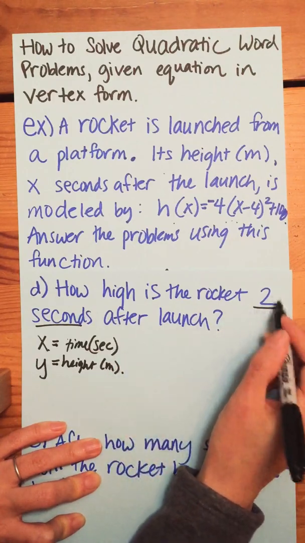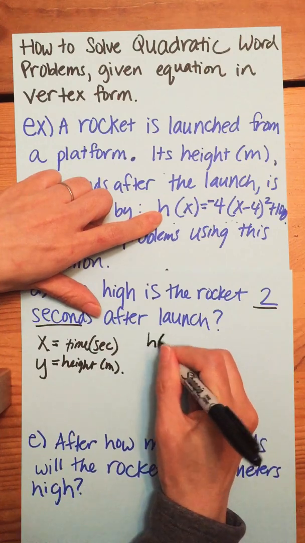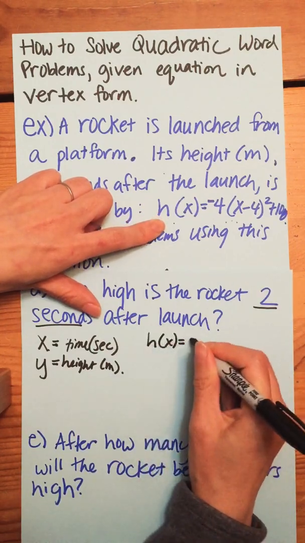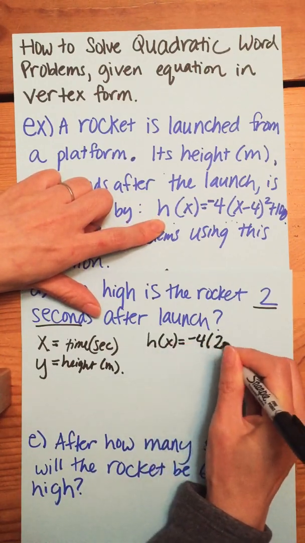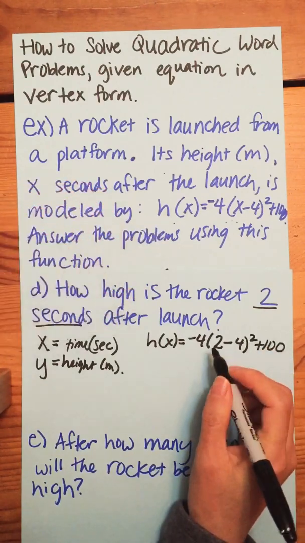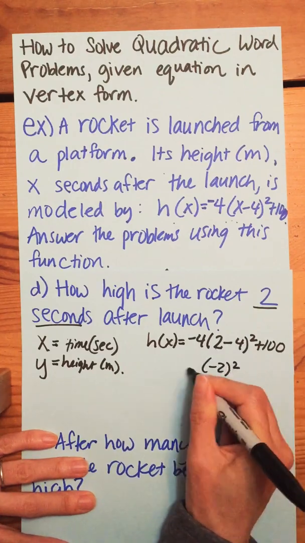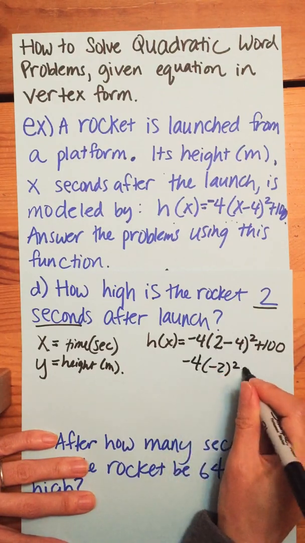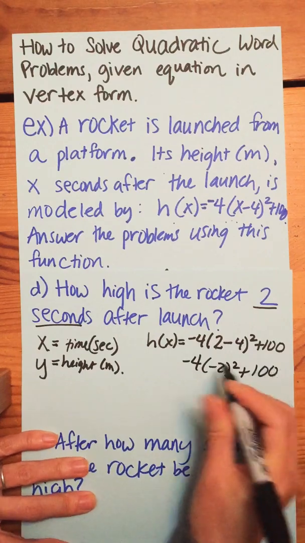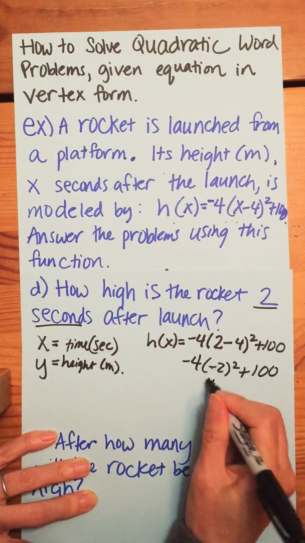So that means whatever this number is, I'm just going to plug it into x. So I'm going to take this equation, h of x, and I'm going to plug in 2. So -4 times quantity 2 minus 4 quantity squared plus 100. And I'm just going to simplify that and get an answer. So 2 minus 4 is -2. And you can pause the video and do this on your own, and then check back. And then -2 squared, you square the negative sign and the 2, you get a +4.